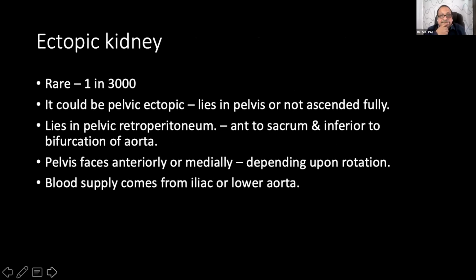The next anomaly or special situation is the ectopic kidney, and you will definitely keep on getting these cases. It is a rare anomaly. It could be a pelvic kidney, it could be a slightly unascended kidney, it could be sitting at the sacroiliac joint, or it could be a little higher up. In a pelvic ectopic kidney, it lies in the pelvic retroperitoneum, anterior to the sacrum, and inferior to the bifurcation of the aorta. The pelvis faces anteriorly or medially, depending on the amount of rotation which has taken place, and the blood supply comes from the iliac or the lower aorta.